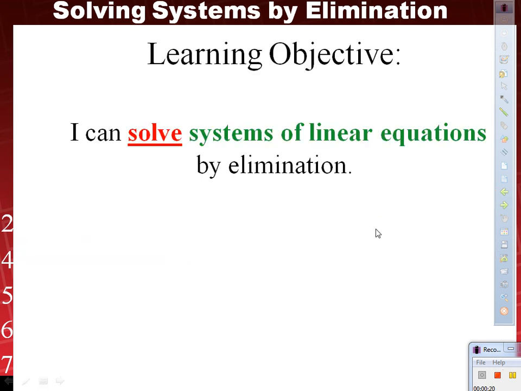All right. So our objective for today: I can solve systems of linear equations by elimination. Repeat together. 1, 2, 3. I can solve systems of linear equations by elimination. So we don't need a Frayer model today. I just want to recap a couple more things before I close this lesson, because we're about to head on to applications, just word problems. Yay!